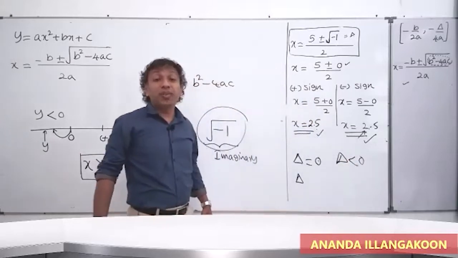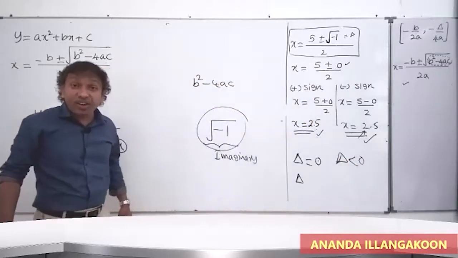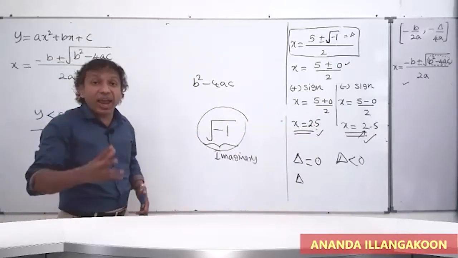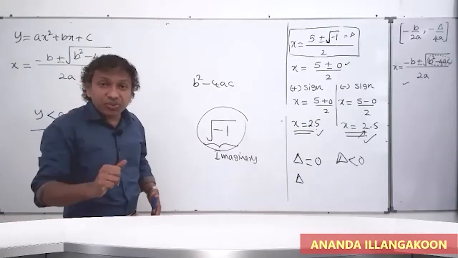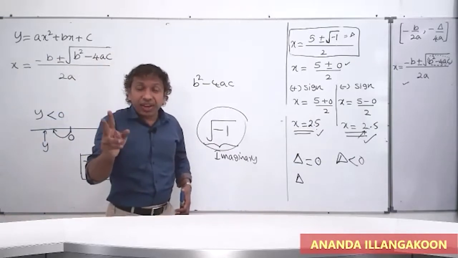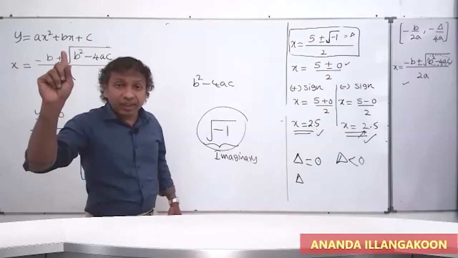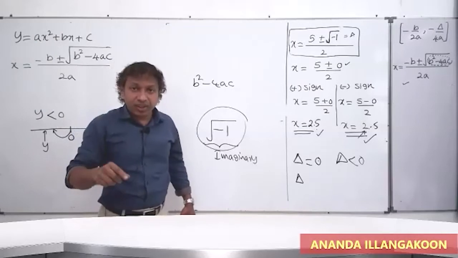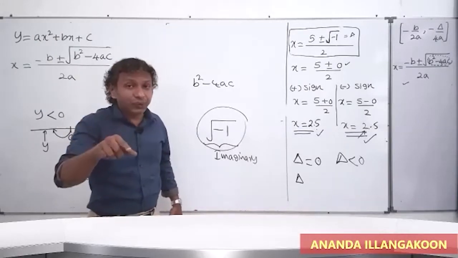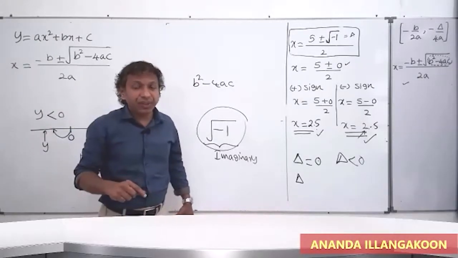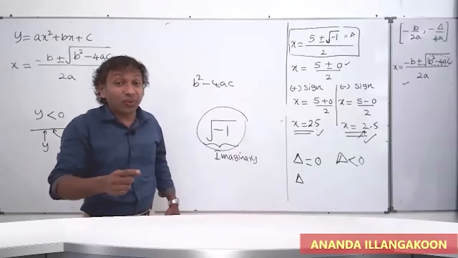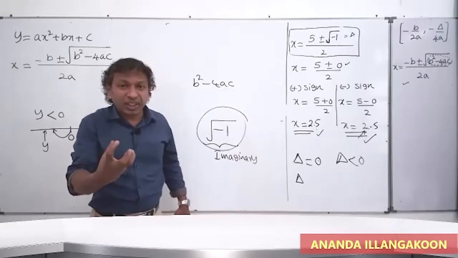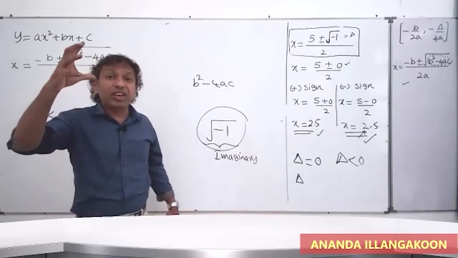Now you know the mathematical conditions required for a quadratic function to have real distinct roots, real coincident roots, and imaginary roots. Real distinct roots condition: delta, the discriminant, positive. Real coincident roots: delta equals 0. Imaginary roots, or sometimes we call them complex roots: delta negative. They are the mathematical conditions required to have the 3 types of roots.